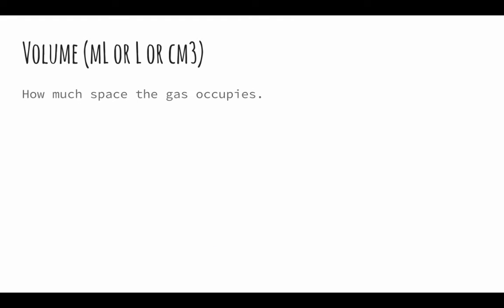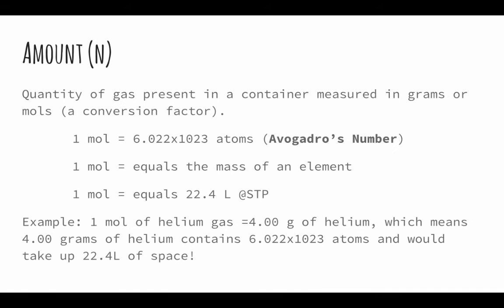Volume is fairly simple. We've been talking about volume. It's how much space the gas occupies. You can measure in milliliters, liters, or centimeters cubed. And then the quantity of the gas present also matters. So the quantity of the gas present is N, and what it really is measuring is the amount of moles in a substance. That's kind of a funny chemistry word.